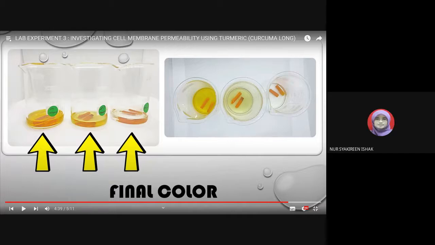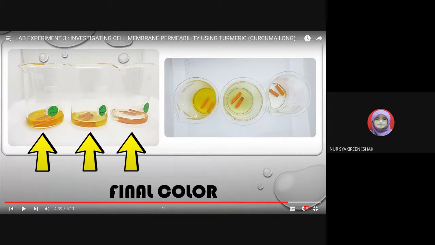Okay, water. Okay, sekarang ni kita nak tengok warna solution tu. Warna solution tu ada jadi jernih, ada jadi kuning cair, ada jadi kuning pekat. Dia kat sini, if you relate your discussion with the process of water moving in and out of the cell, which is osmosis, is not correct.